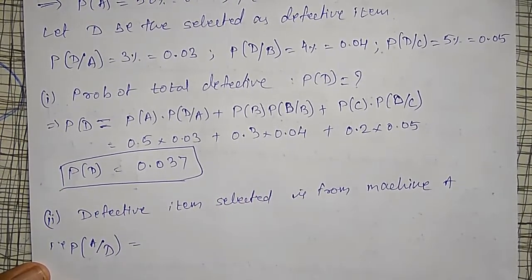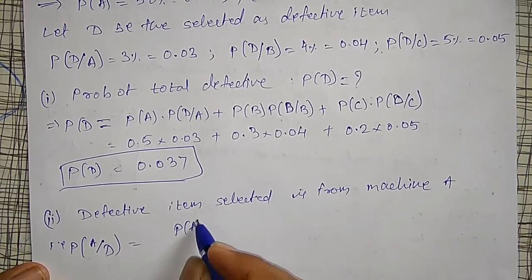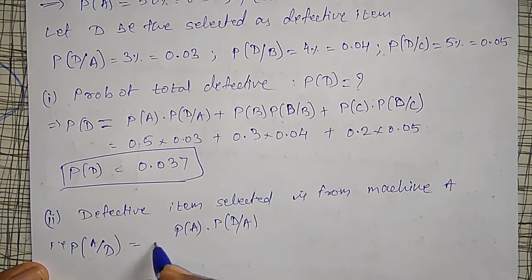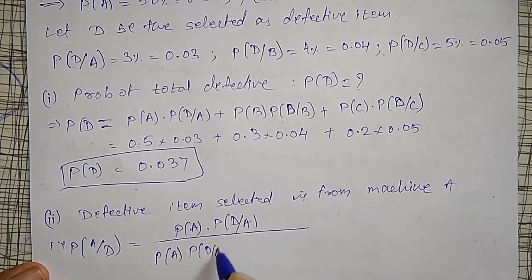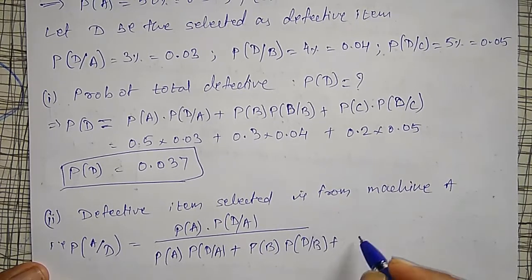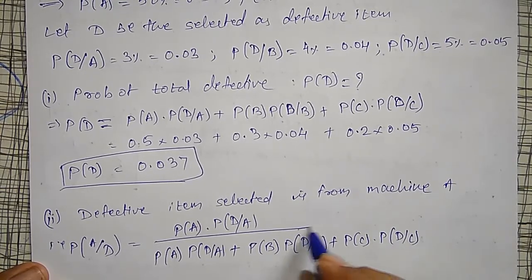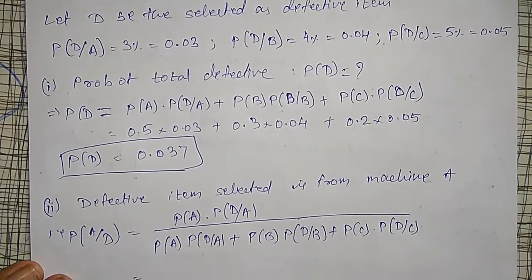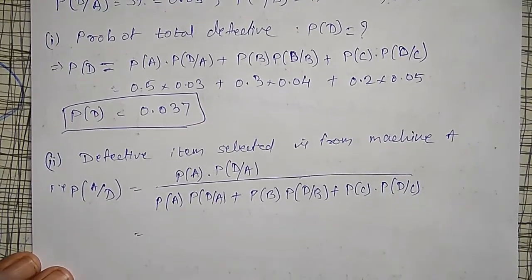Okay, using Bayes theorem here. It is given by probability of A into probability of D relative to A, divided by probability of A into probability of D relative to A plus probability of B into probability of D relative to B plus probability of C into probability of D relative to C. Such examples, one definitely will be asked in the examination. Okay, please prepare them very well.